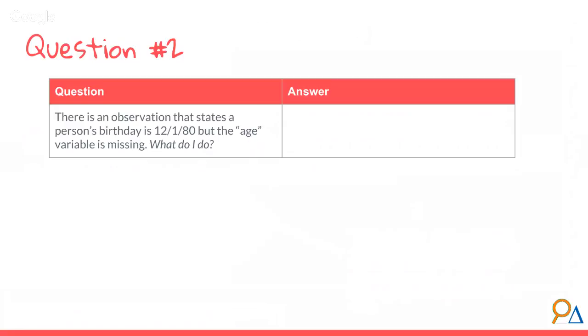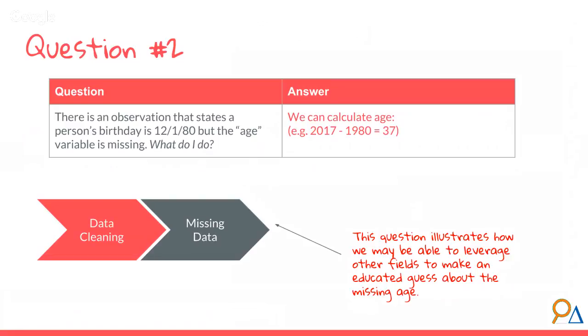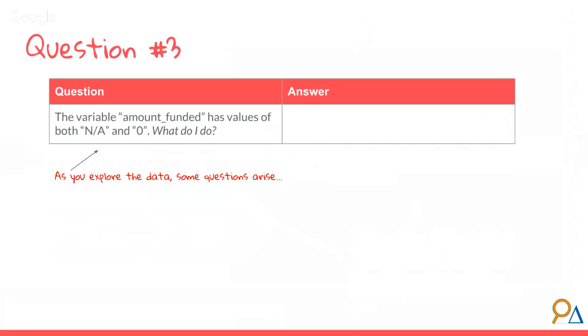Question 2: an observation states a person's birthday is on December 1st, 1980, but the age variable is missing. What do we do? In such a case, we can just compute age. We can calculate age by subtracting the birth year from the current year. That's pretty simple. The variable amount funded, for example, in the Kiva data, has values of both NAs and zero. What do I do?